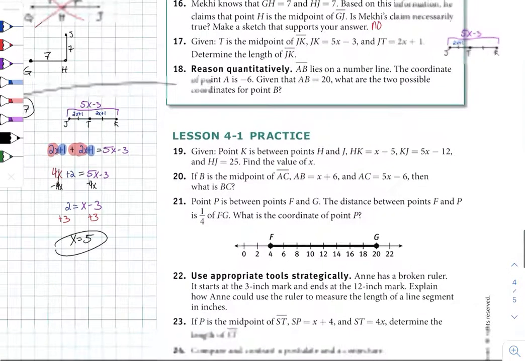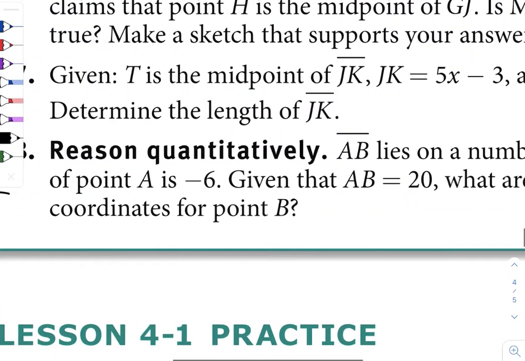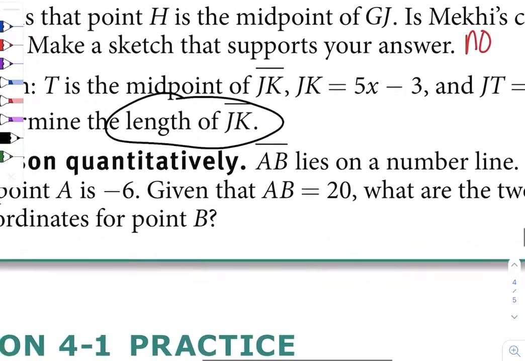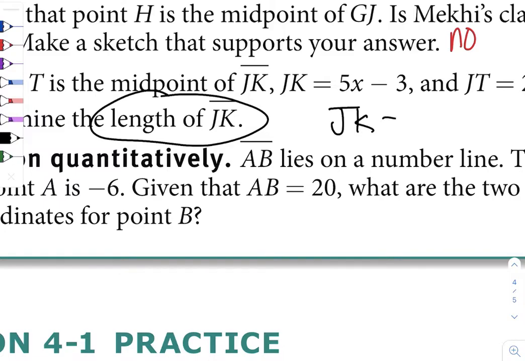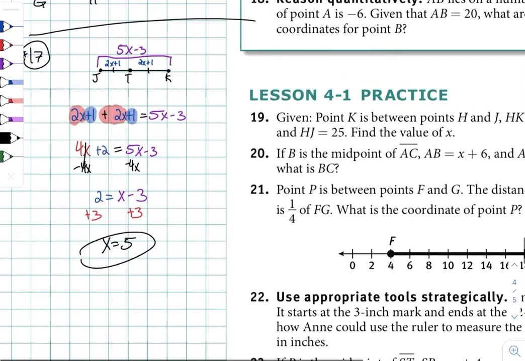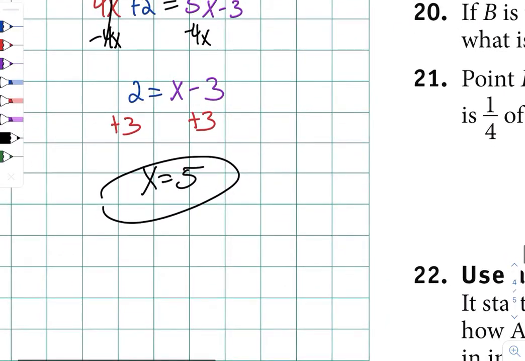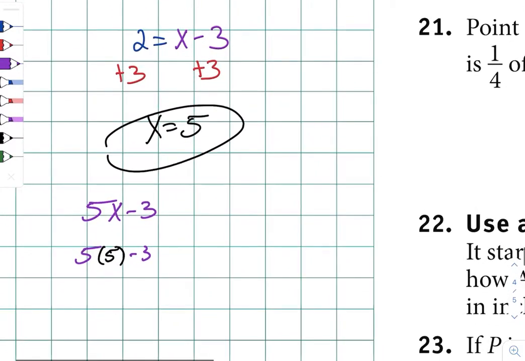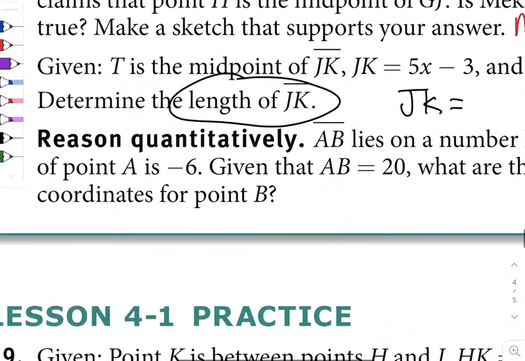Now, while we know x, that's not what they ask, right? They want the length of JK, right? They want to know, hey, what does JK equal? So again, you're going to take JK, which is 5x minus 3, and plug that x in. So 5x minus 3 becomes 5 times 5 minus 3, which is 25 minus 3, which is 22. So JK equals 22.